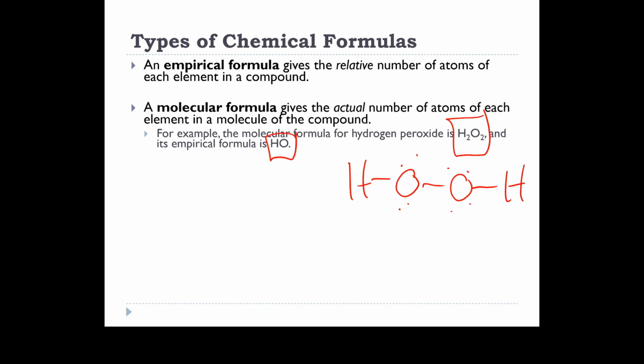The empirical formula is not as good as the molecular formula because all it does is give me the ratio of atoms. The molecular formula is better because it gives me the actual number of atoms. So you might be asking yourself, why would we ever use the empirical formula? Sometimes that's all we can get, okay? Sometimes that's all the information that we have allows us to get. We'll talk about that as we move forward.